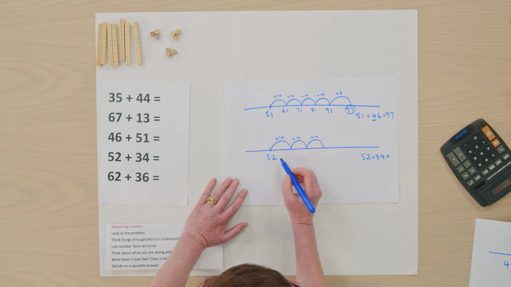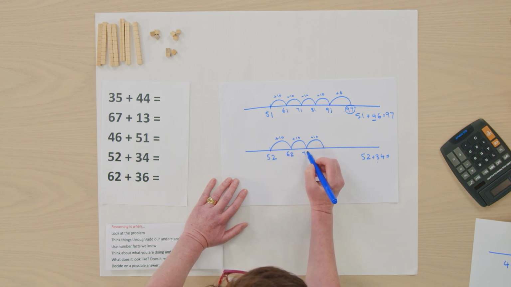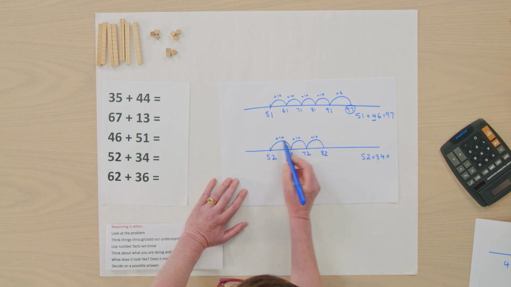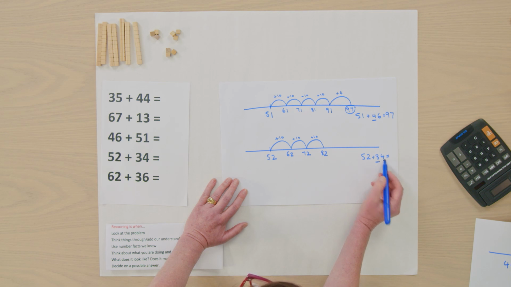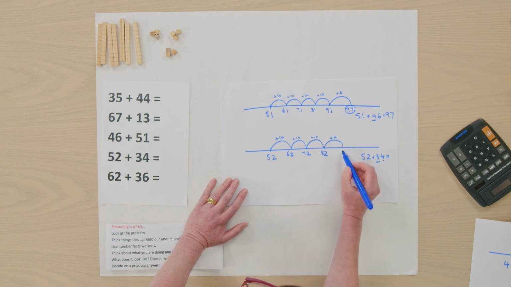Let's add 10 to 52. I get 62. I get 72. I get 82. Okay, so I've added 3 tens. What's next? My 4 ones. Let's add the 4 ones. 82, add the 4. 2 and 4 make 6. Here we are, 86.